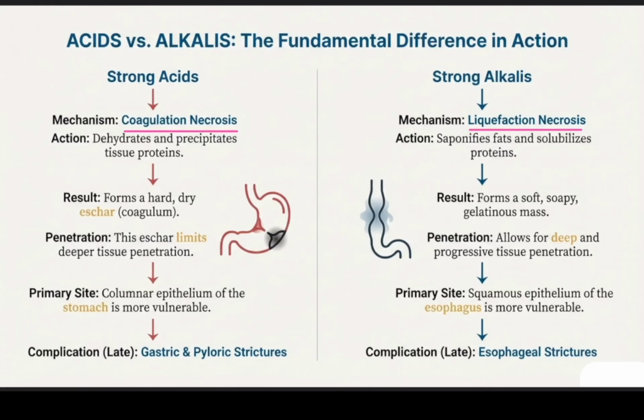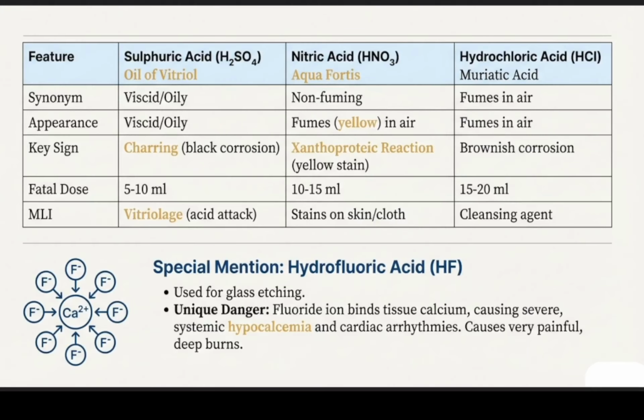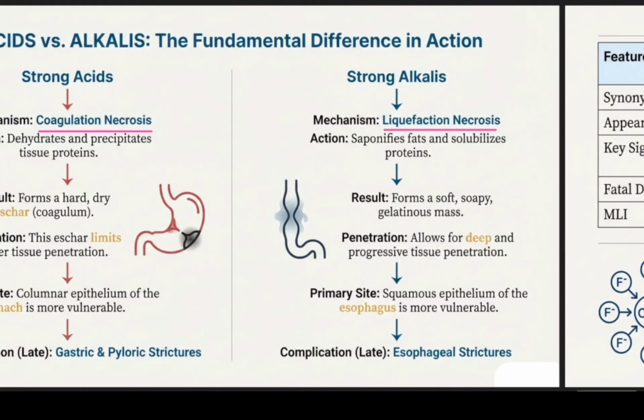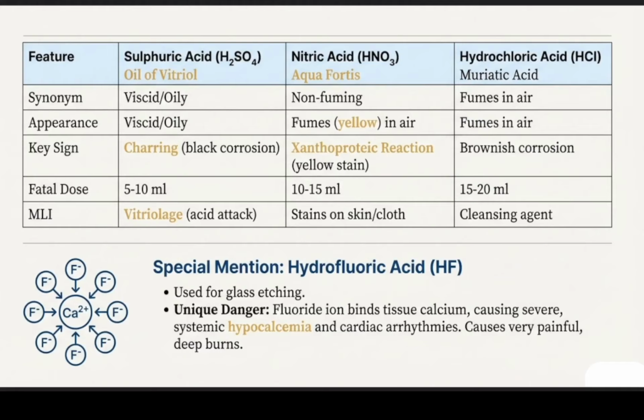Now, coming to the characteristic features of sulfuric acid, nitric acid, and hydrochloric acid. These fall under which kind of acids? Remember, inorganic mineral acids. Talking about the mineral acids, the other name of sulfuric acid is oil of vitriol. Aquafortis is nothing but nitric acid. Muriatic acid.